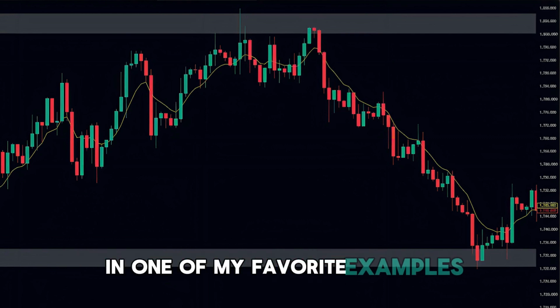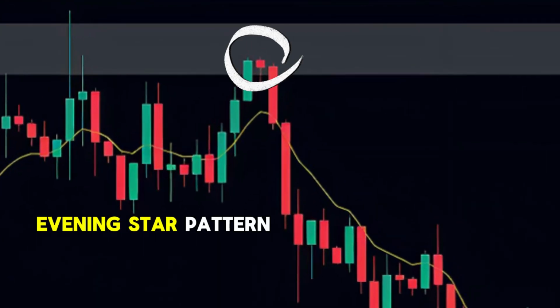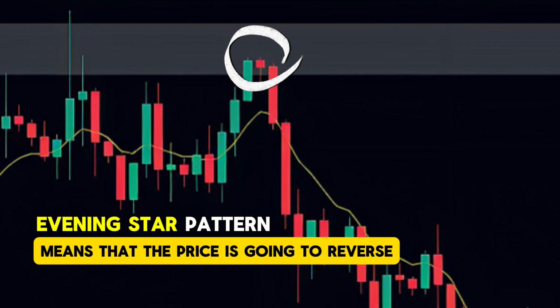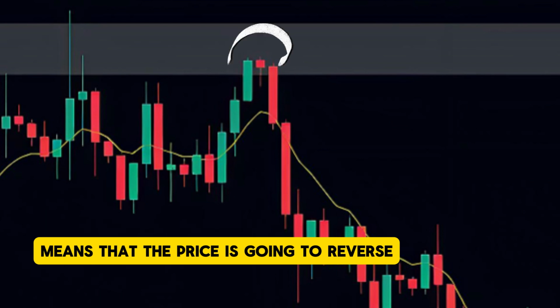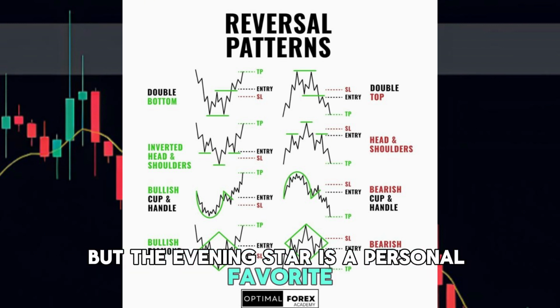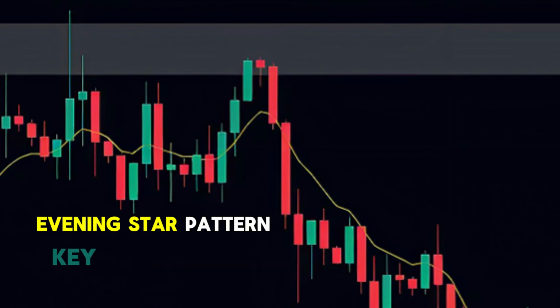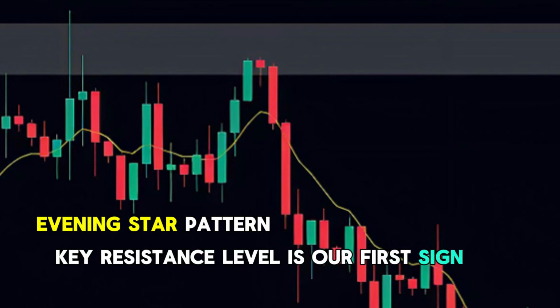In one of my favorite examples, the price gives us an evening star candlestick pattern at the resistance level. This is a classic reversal pattern, screaming that there are many sellers in the market, the uptrend is over, and the price is going to head back down. There are hundreds of reversal patterns, but the evening star is a personal favorite because it is so easy to spot. Seeing this pattern at a key resistance level is our first sign of a reversal.